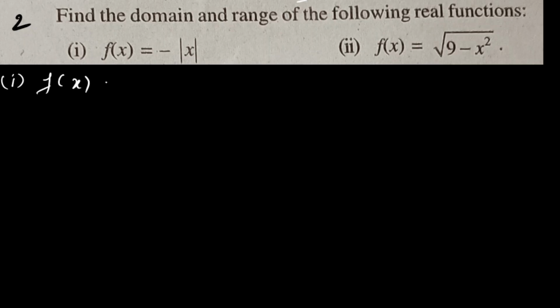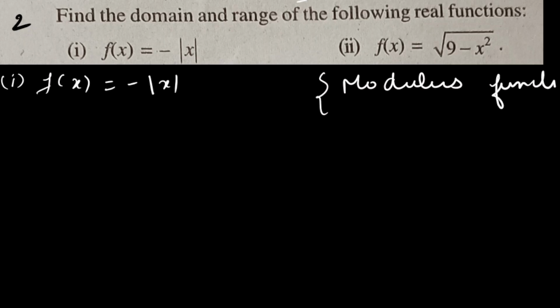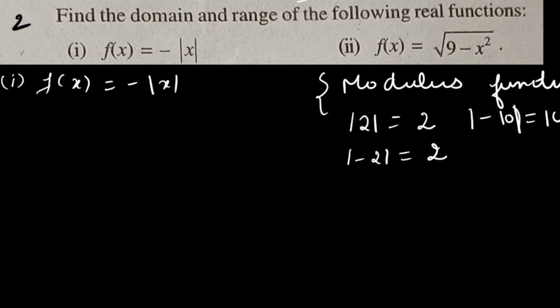So the first function which I have here is f(x) equals minus mod of x. First of all, we'll understand what this mod is. Mod means modulus function. This modulus function will always give us a positive answer. Suppose I am writing mod of 2. Mod of 2 is equal to 2. If I say mod of minus 2, it is also equal to 2. If I say mod of minus 10, this is equal to positive 10.